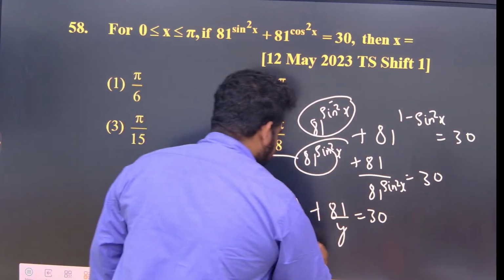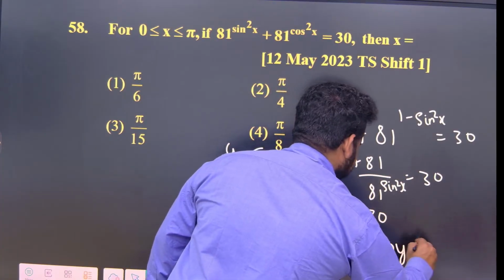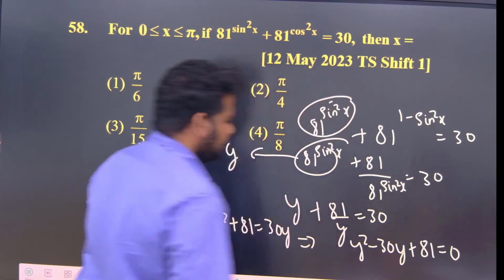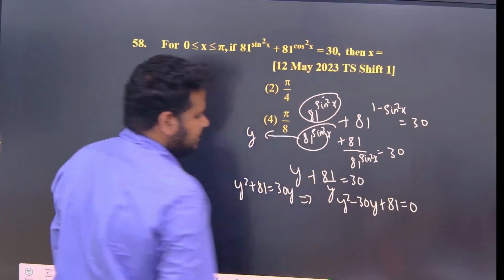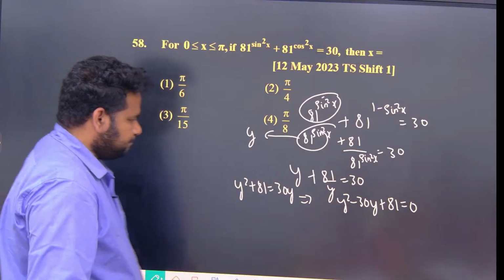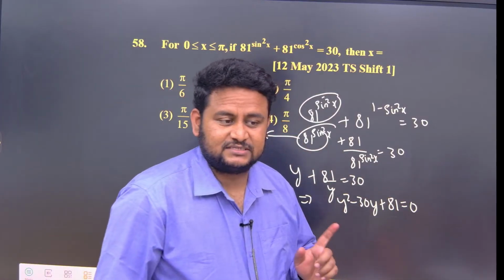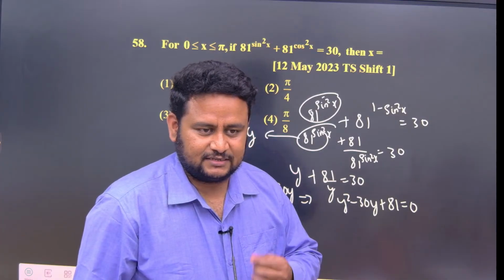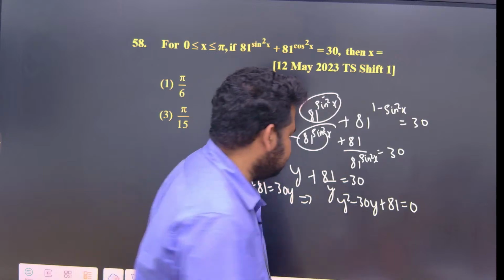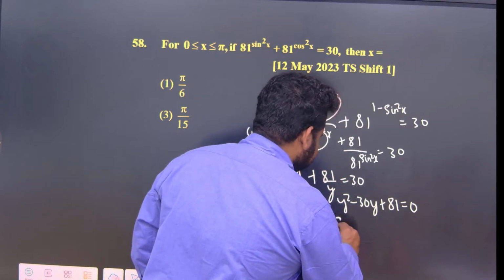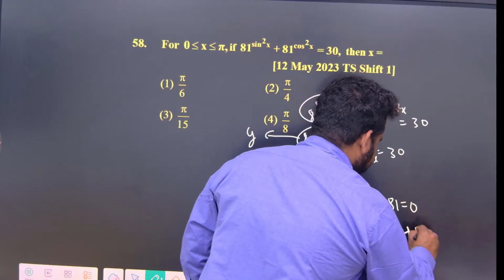Now this will become y square minus 30y plus 81 is equal to 0. Now, y square minus 30y plus 81. Minus 30y, 81 is here. So 27 into 3 is 81, and minus 27 minus 3 is minus 30. So I can write this as y square minus 27y minus 3y plus 81 is equal to 0.